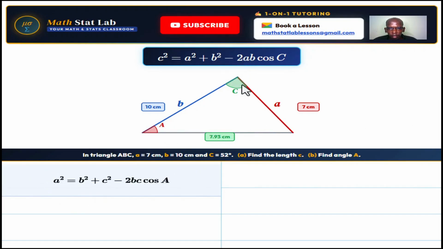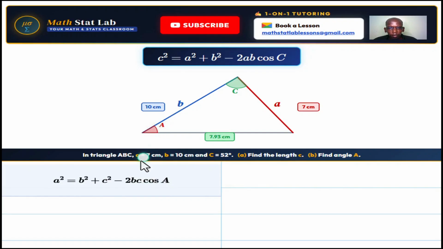We interchange just the measurements for the sides. Now A starts, because we are interested in the angle A, so A starts instead of C starting, and the remaining two sides are the ones which will follow here. Instead of A here, it will be B squared plus C squared, then minus the two sides B and C, then cos of A.